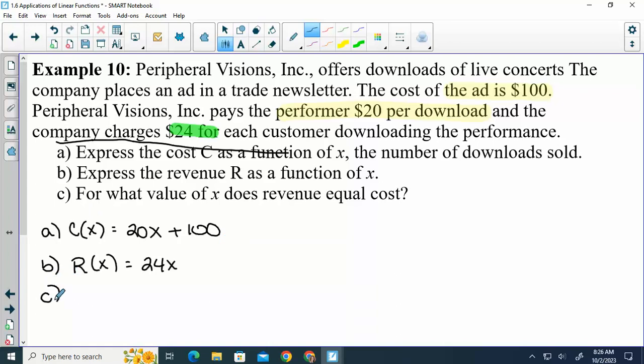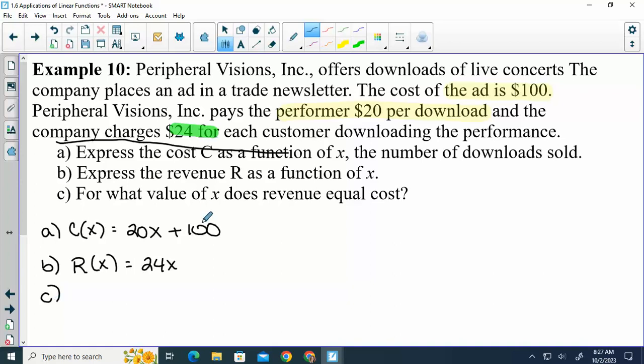C. For what value of x does revenue equal cost? This is sometimes called the break-even point. Okay, you guys know if you're going to run a business, you want to bring in more money than you're paying out, right? You want to make a profit. So to do that, we need to know at what point am I going to break even? How much do I have to sell so that I'm not losing any money? And then everything beyond that would be creating a profit for me.